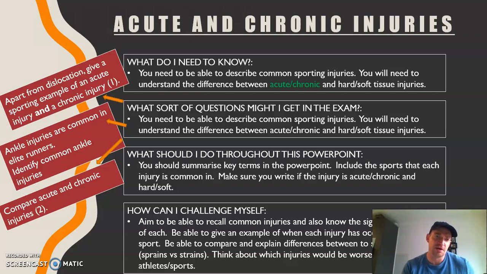Sometimes quite simple questions. Apart from dislocation, give us an example of an acute injury and a chronic injury. This is a nice simple question that once you've watched this video, hopefully will be quite simple for you to do. Ankle injuries are common in elite runners. Identify common ankle injuries. That was part of a longer question, part of a 20 marker. But you can probably already identify ankle injuries without watching this video. A sprained ankle is probably the first thing that comes into your mind, so you'll be picking up marks by even watching this already.